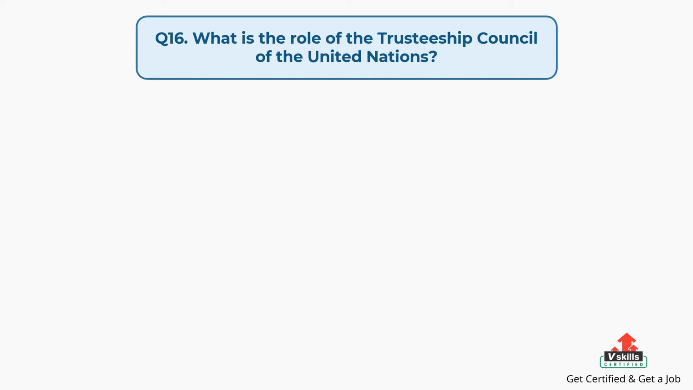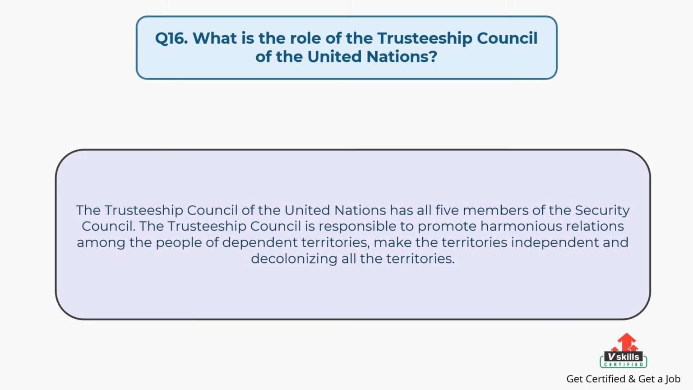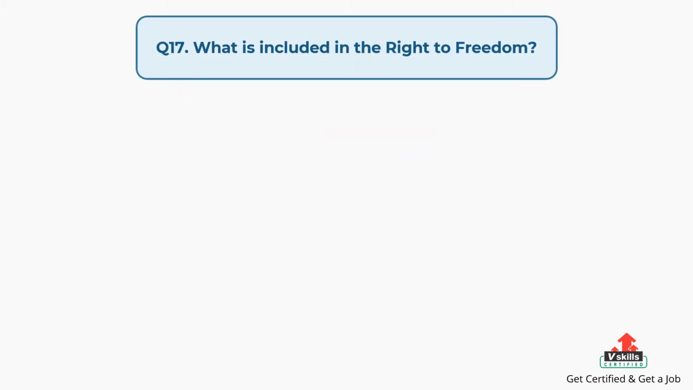Question number 16. What is the role of the Trusteeship Council of the United Nations? The answer is: the Trusteeship Council of the United Nations has all 5 members of the Security Council. The Trusteeship Council is responsible to promote harmonious relations among the people of dependent territories, make the territories independent, and decolonizing all the territories.